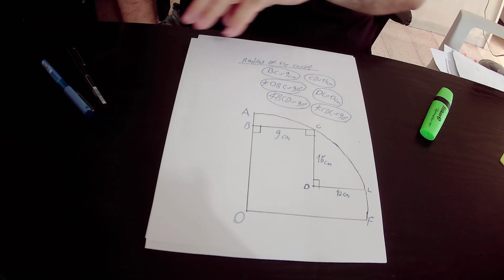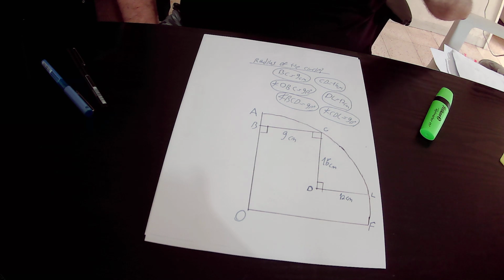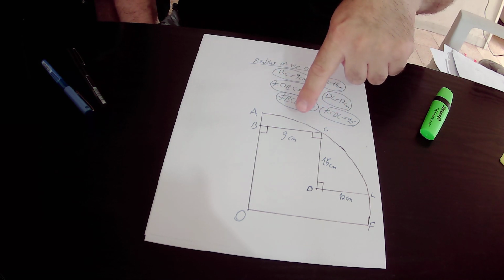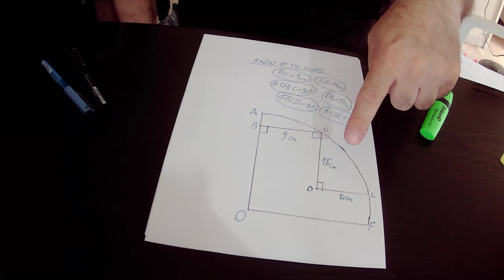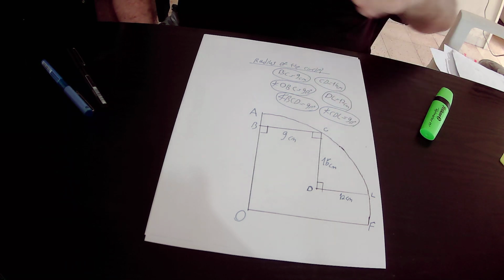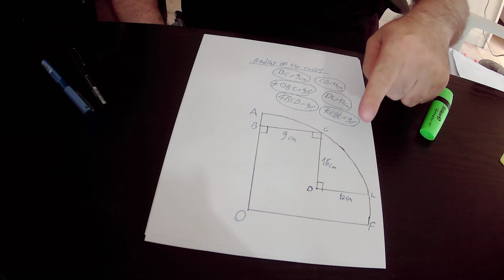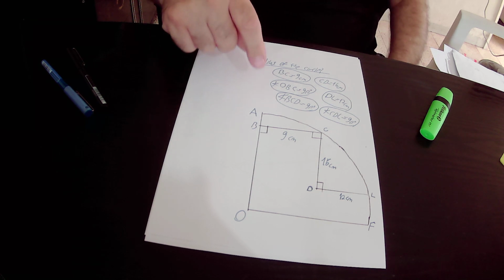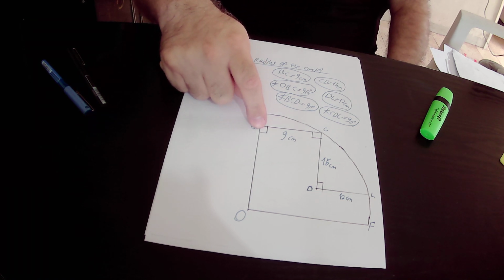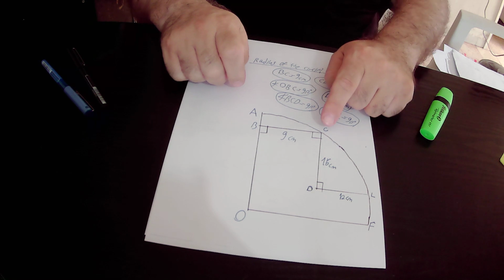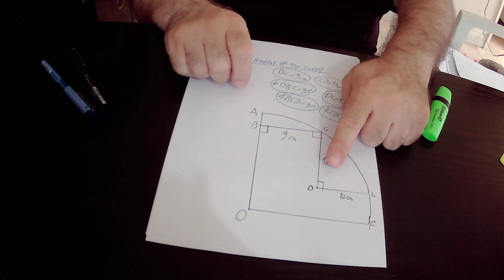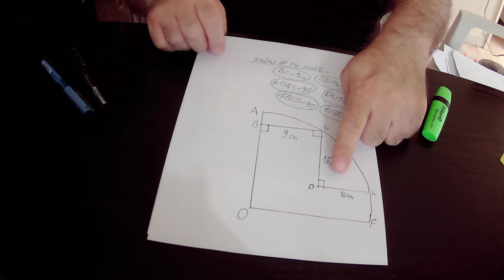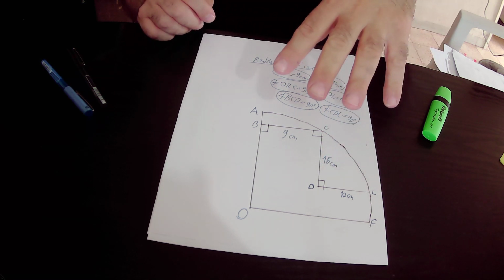In the drawing we have a quarter circle. Line segment BC equals 9 units, line segment CD equals 16 units, and line segment DL equals 12 units. Angle OBC equals 90 degrees, angle BCD also equals 90 degrees, and angle CDL equals 90 degrees, and our mission is to find out the radius of this quarter circle.